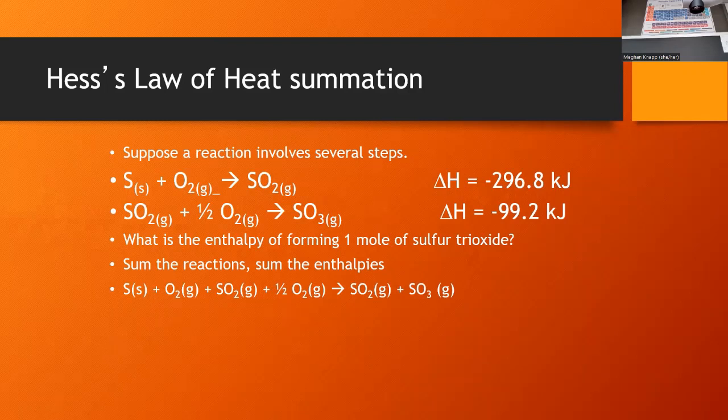steps. So the first thing we want to do is check to make sure that when we add these two equations, we get the overall thing we're looking for, the goal equation. When you're adding equations, you take all of the reactants and put them on one side of the arrow. So we have the sulfur and the oxygen from the first equation, the sulfur dioxide and the oxygen from the second equation. All of those, then we have an arrow, and then we have all of the products, the sulfur dioxide and the sulfur trioxide.